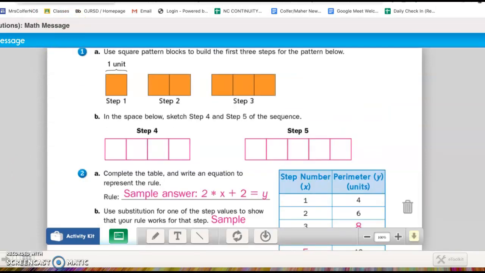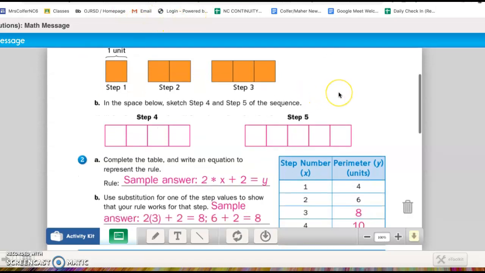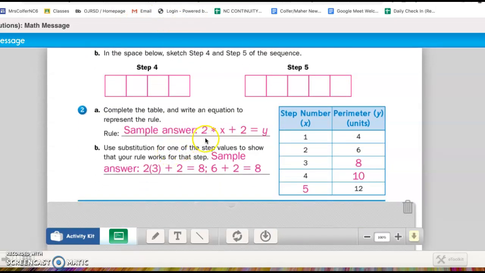Okay, so you're back for your correct response for our math message. You'll see step 4 has 4 blocks that are connected, perfect squares, and step 5 has 5 blocks that are connected. Okay, so when I look down at number 2, when I'm writing that rule, you'll see that they have 2 times x plus 2 equals y. Well, what does that mean? It means that I'm taking 2 times this x value, so 2 times 1 is 2, and then I'm adding 2 to get the 4. Okay, for the next one, 2 times 2 is 4, plus 2 gives me 6.